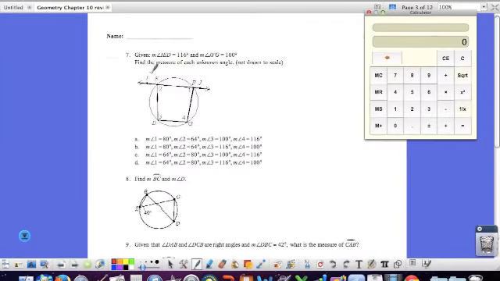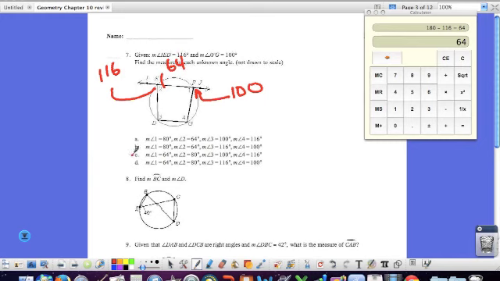Measure of IED is 116. So that's 116. Find J, and at JFG is 100. Find the measure of each unknown angle. Well, angle 2 is going to be a linear pair with 116. So 180 minus 116 is 64. So it cannot be C and it cannot be D.